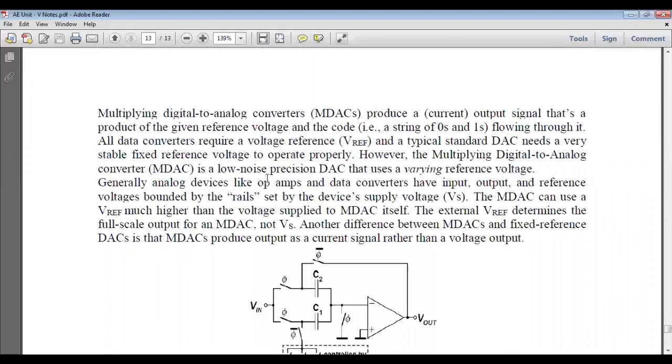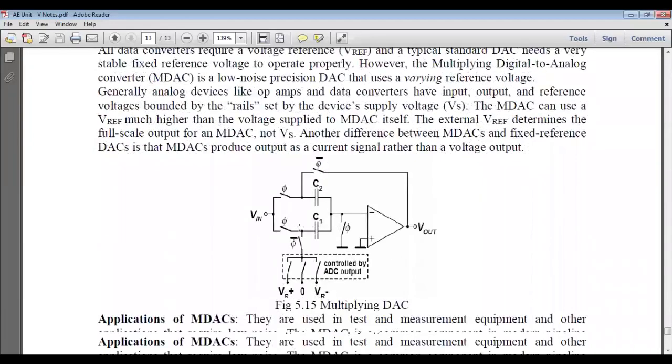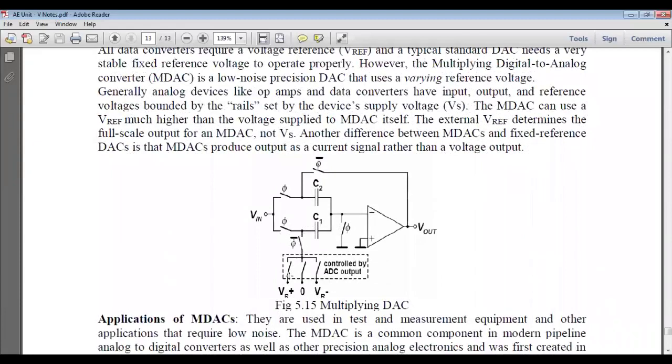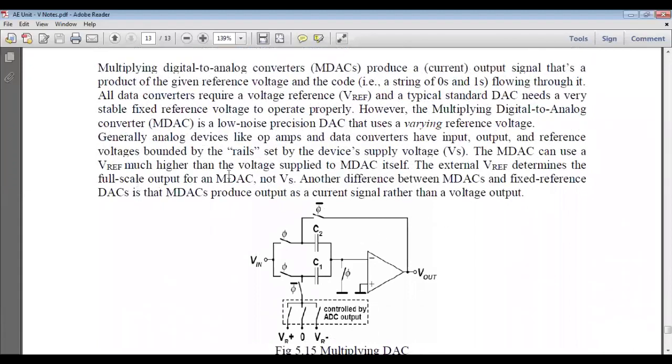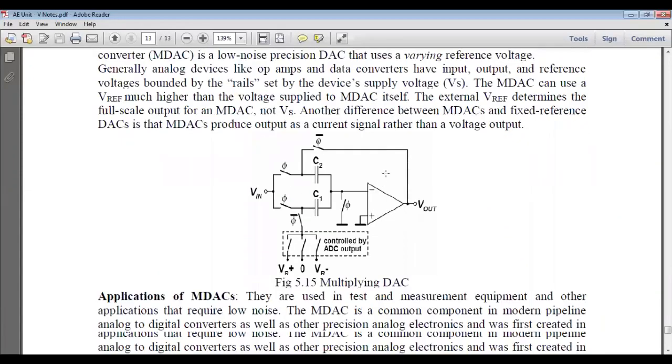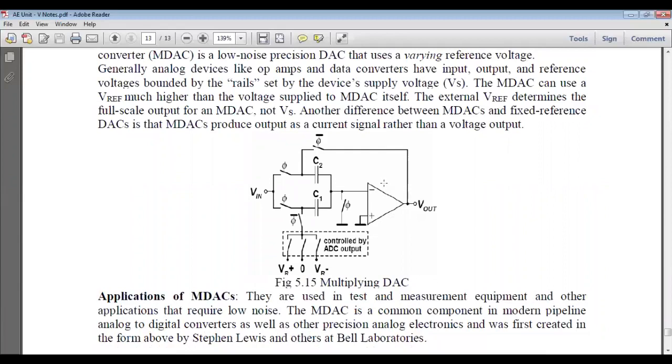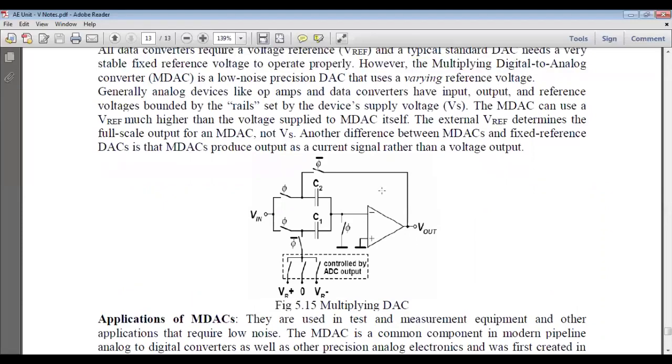This multiplying DAC is a low noise precision DAC that uses a varying reference voltage. We are not using a fixed reference voltage here. We are using a variable reference voltage like VR and minus VR. This MDAC uses a reference voltage which is higher than the voltage supplied to the MDAC. That means the supply voltage applied to an op-amp is plus 15 and minus 15, and we are applying VR and minus VR greater than the supply voltage given to the op-amp.